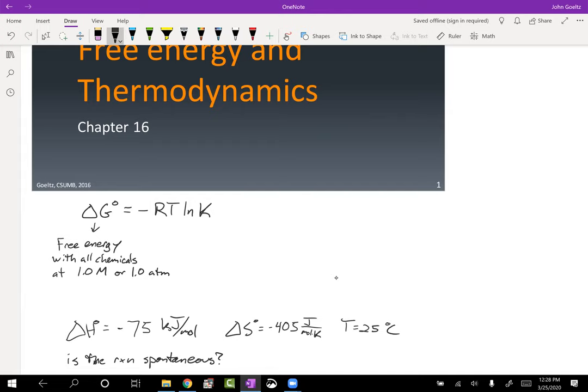Okay, this is the gas constant, 8.314 joules per mole Kelvin. T is temperature in Kelvin. And capital K is the equilibrium constant, same as it ever was. So this was one of the things that delta G equaled in that multiple checkbox question.